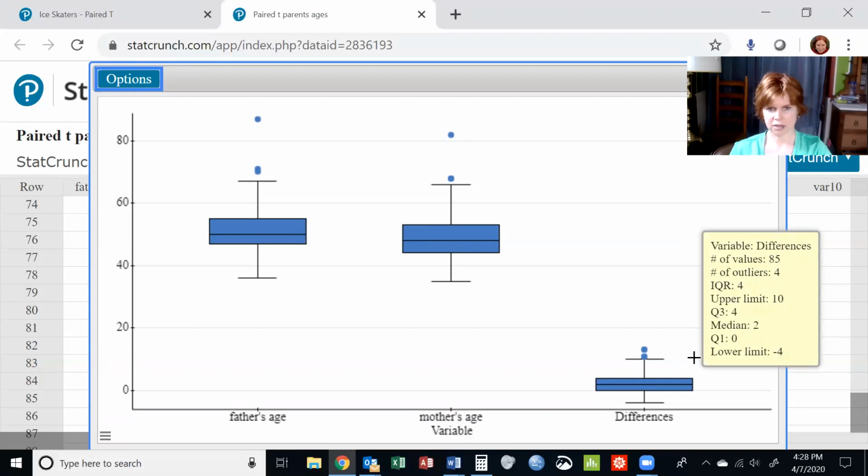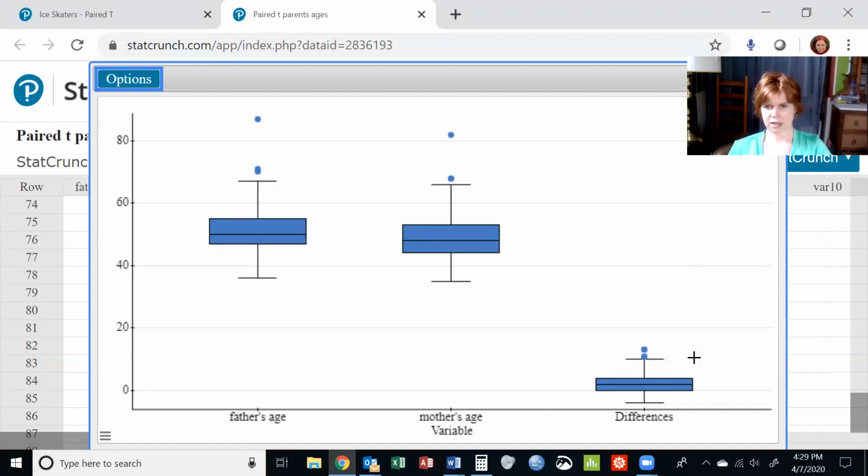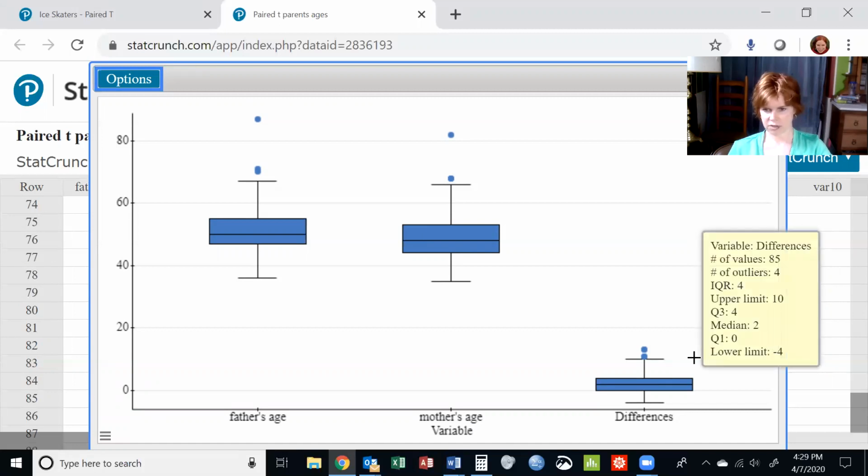All right, so remember the IQR is the height of the box, and the box tells me what's going on in the middle. Well, there's a lot of overlap here. So looking at this, it wouldn't necessarily say, wow, I'm pretty sure fathers are older than mothers. But when I look at these differences, it does. And it makes no difference to the differences how old people are.